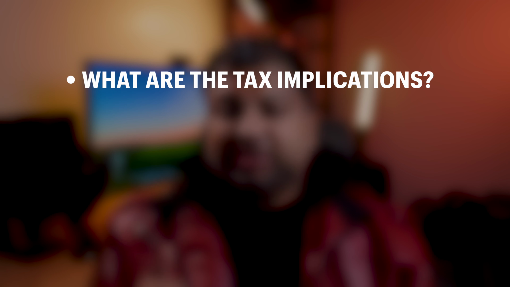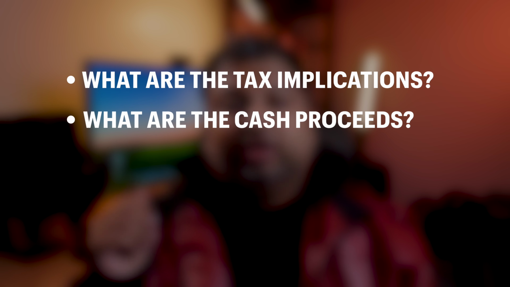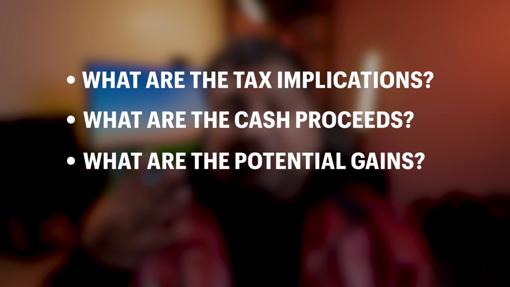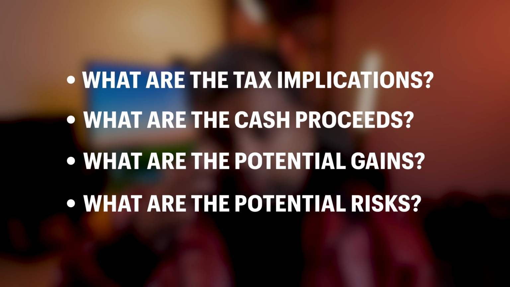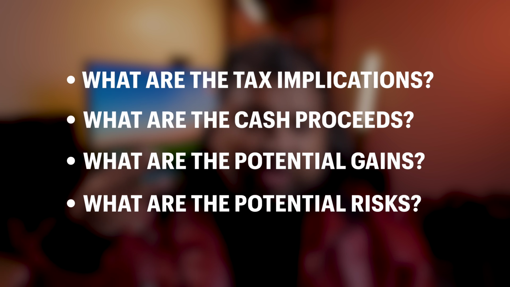And as I go through them, I want you to be thinking about four things for each one of these. One, what are the tax implications of this approach? Two, what are the cash proceeds? Are there any cash proceeds? Three, what are the potential gains from this approach? And the flip side of this, four, what are the potential risks of this approach? Because for some things that have potential gain, there are going to be associated potential risks. So you want to be able to understand both sides of the coin. And so keep those four things in mind. Again, what are the tax implications? What are the cash proceeds? What are the potential gains? And what are the potential risks?